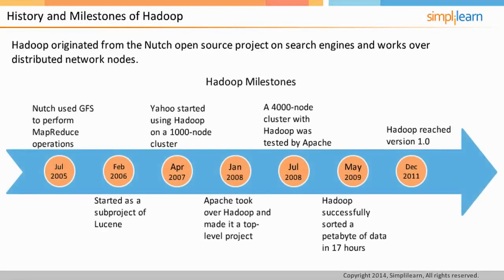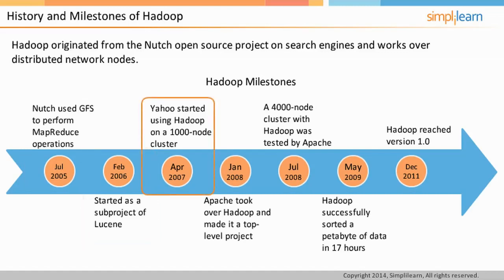Hadoop originated from the Nutch open source project on search engines and works over distributed network nodes. In 2003 and 2004, Google released two papers that provided insight into their success. The Google File System, or GFS, and MapReduce simplified data processing on large clusters. The papers told the world how Google performed large-scale data processing. In July 2005, Nutch used GFS to perform MapReduce operations. In February 2006, Nutch started a Lucene sub-project, which led to the era of Hadoop.